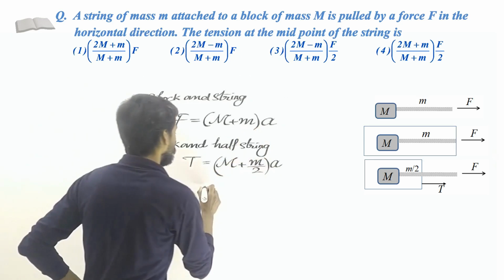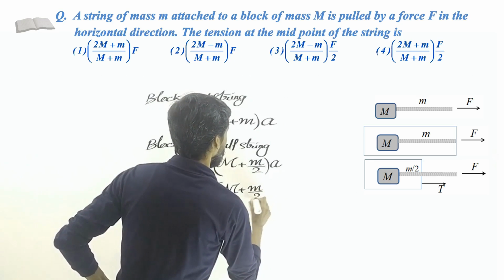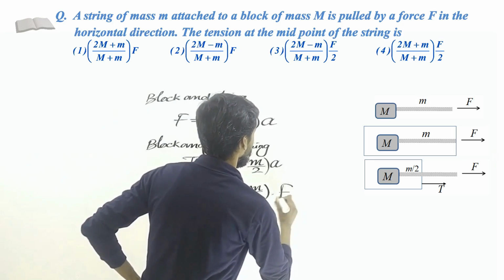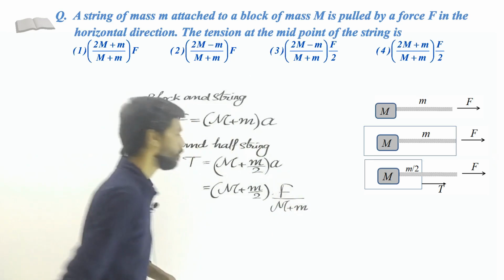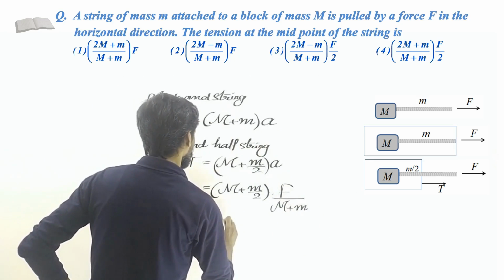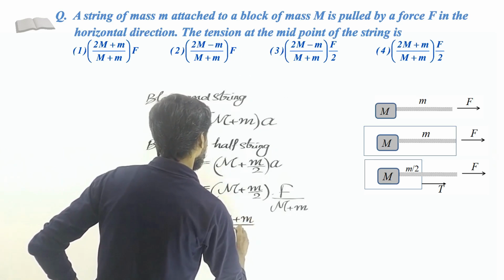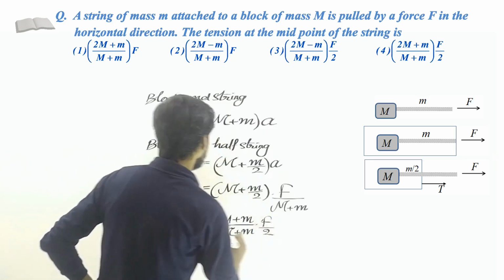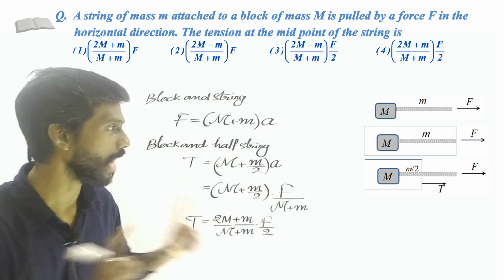So our required answer here is M plus m by 2 multiplied by this acceleration, which can be substituted from this: F divided by M plus m. So that is our required answer. If you want, you can simplify this. This is 2M plus m divided by M plus m multiplied by F by 2. So this is our required tension at the midpoint of the string. So that is our required answer.